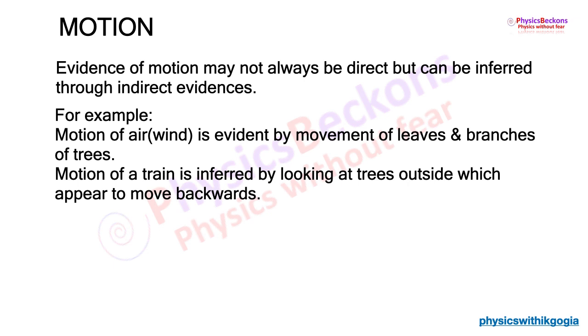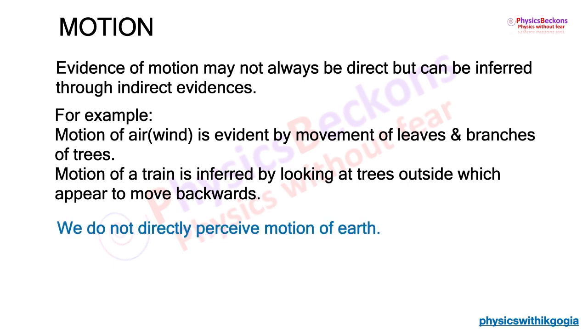The motion of a train is inferred by looking at trees or poles outside, which appear to move backward and give us the notion that the train is in motion.